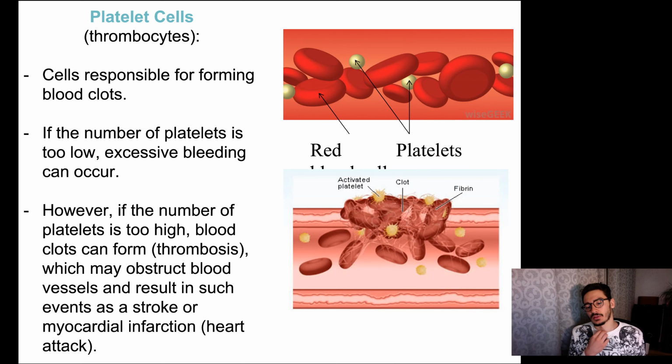So the last most common type of cells is the thrombocytes, and the thrombocytes are responsible for making blood clots. If you make a cut, those thrombocytes are going to be activated. They're going to release different types of fibers, and those fibers are going to make a network or mesh, which is going to catch the erythrocytes and make a clot. So you're not going to lose the blood.